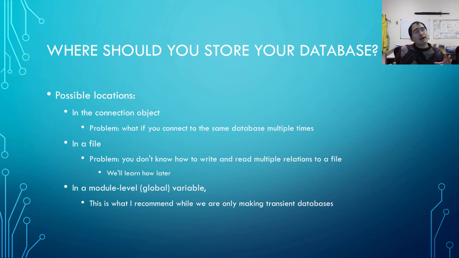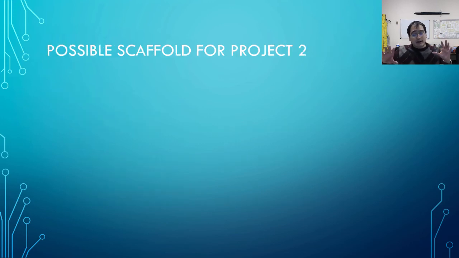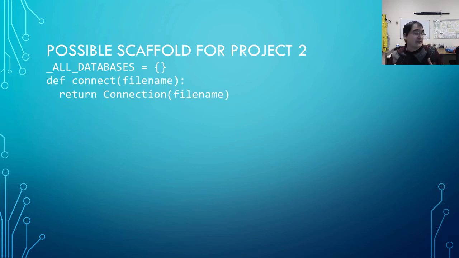All right, so what would project 2 look like from the beginning? Well, all I'm going to do is show you a scaffold for how my project 2 solution looks. So the first thing is that we have this dictionary that stores all of the data for all of our different connections. All right. And then we need to have that connect function that takes in a file name, and it needs to return a connection object. Okay, and here we're just creating a connection object and passing the file name along.